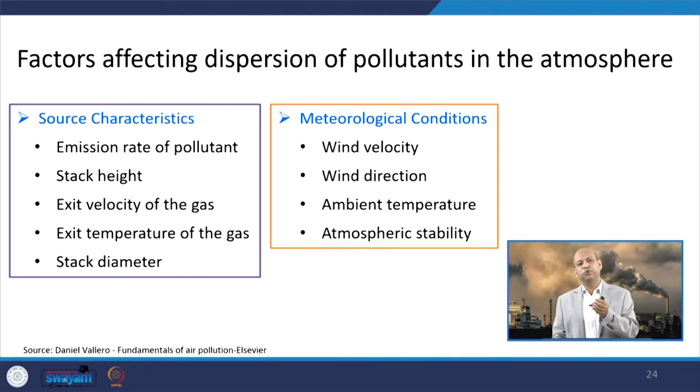From the meteorological point of view, what is the wind velocity, what is the direction, in which direction it is moving, then ambient temperature, atmospheric stability class like A, B, C, D, whether it is very unstable or moderately stable or extremely stable or inversion, all those kinds of things we need to know.